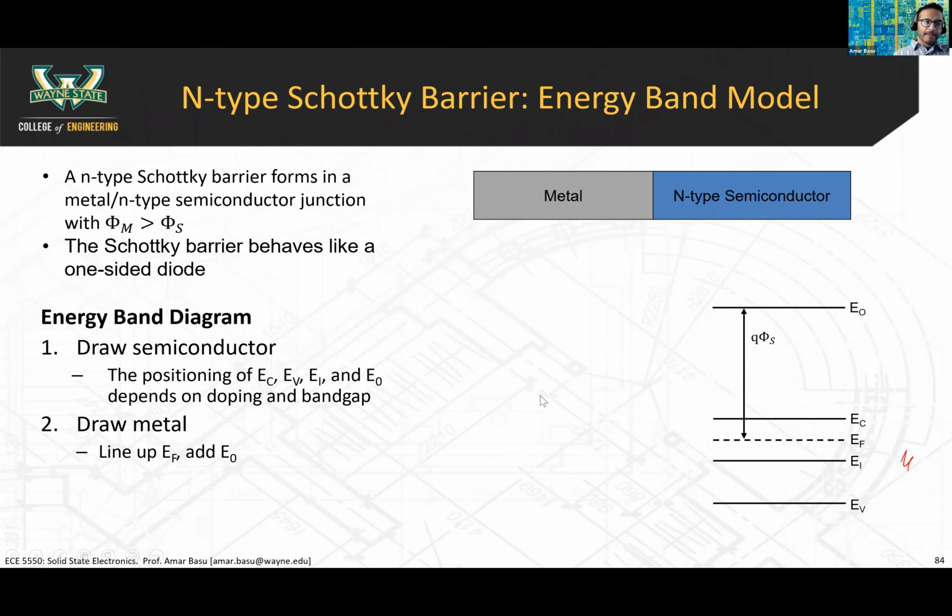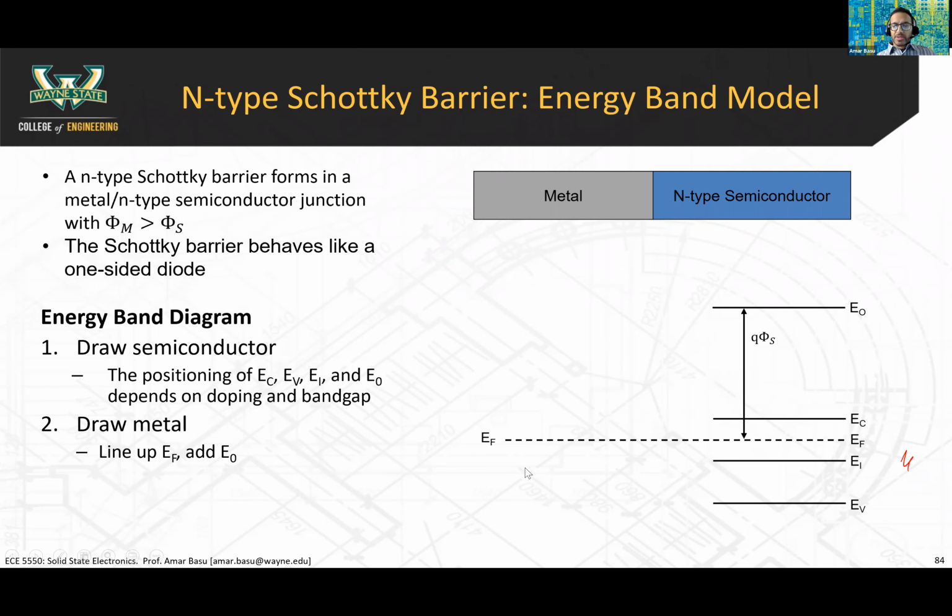Okay. So the next step is you're going to draw the metal. The first thing you want to do in the metal is line up EF and then add E0 in there. Remember, at equilibrium, the Fermi level is a flat horizontal line. There's no change in the Fermi level from one side to the other. This is with 0 volts applied.